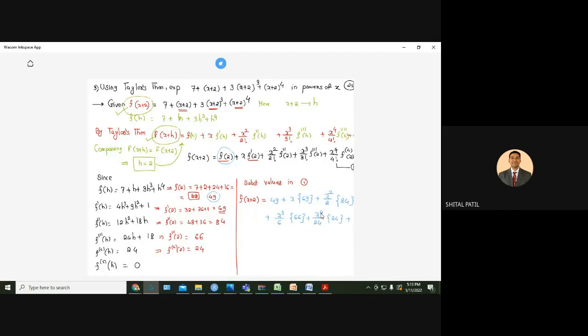What about the next term? 0. You have to write 0. And therefore, the final answer is f of x plus 2 written as 49 plus 69x plus 42x square after simplification, plus 11x cube plus x raised to 4. So this is the application of Taylor's theorem. Last term is x raised to 4. Hope this is clear.